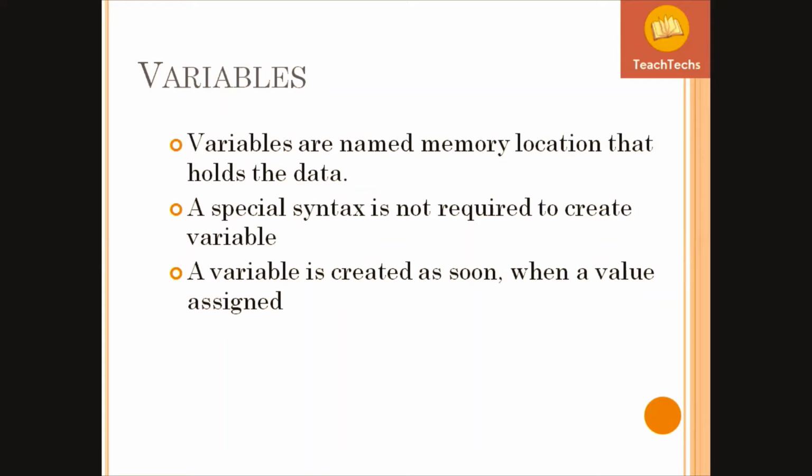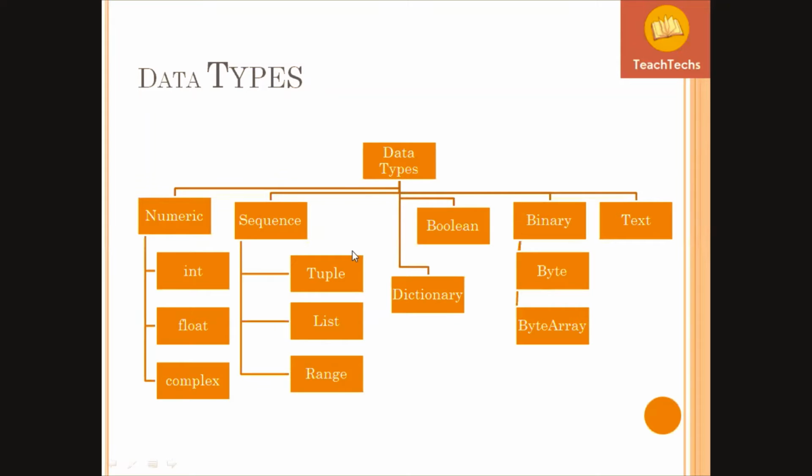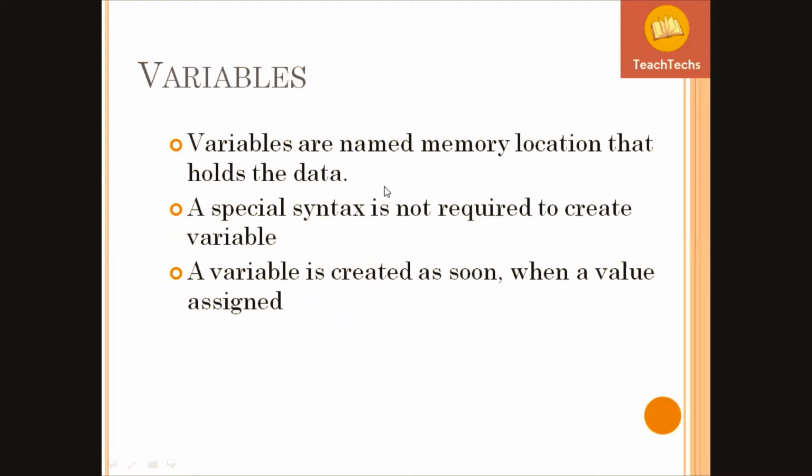Next, we are going to learn about variables. So what are variables in Python? Variables are named memory locations that hold the data. Memory is created with a name, and using this name, the respective data supported by the Python data types can be stored in the variables.